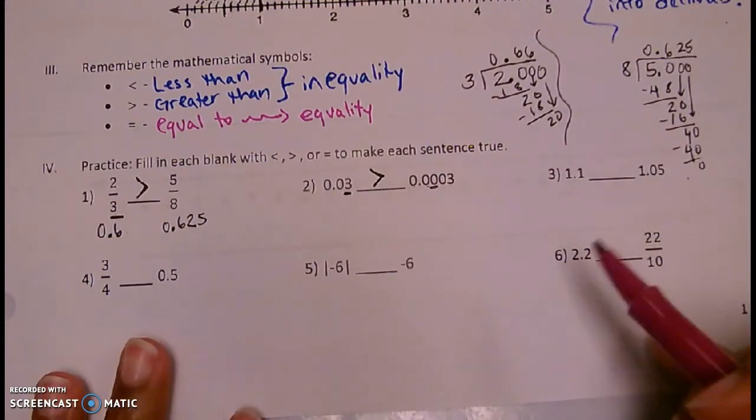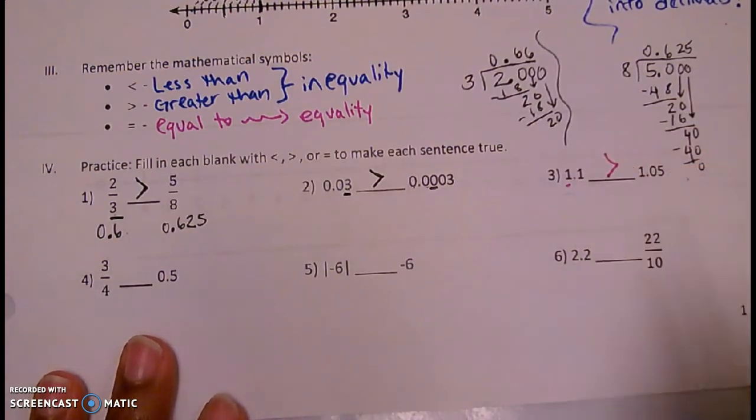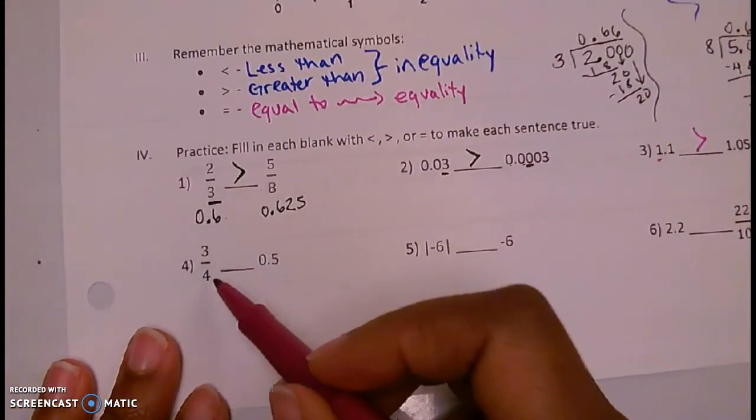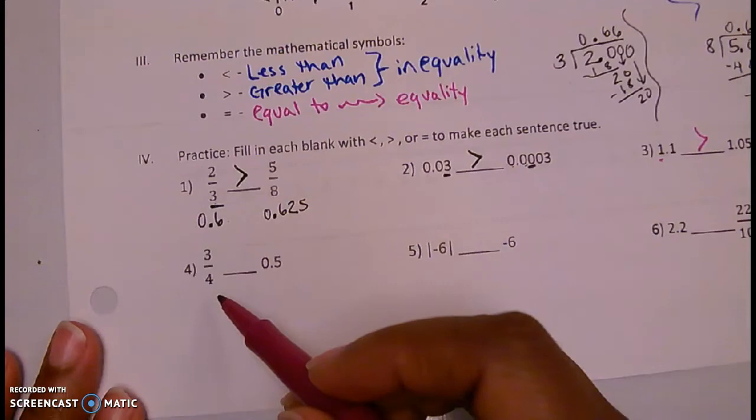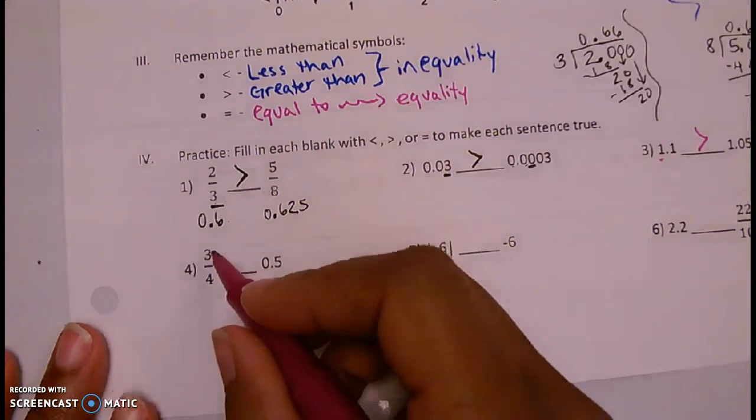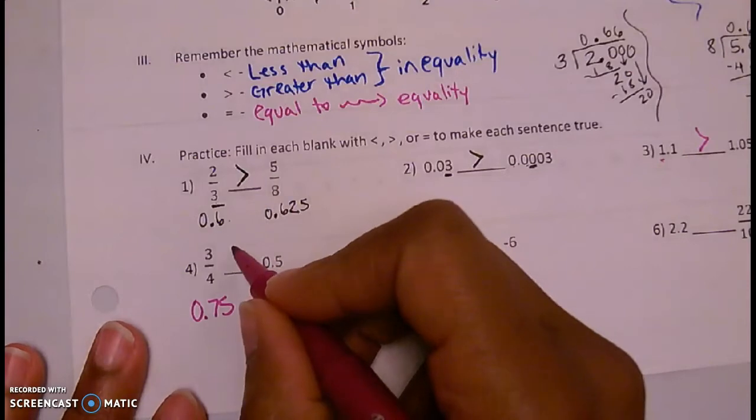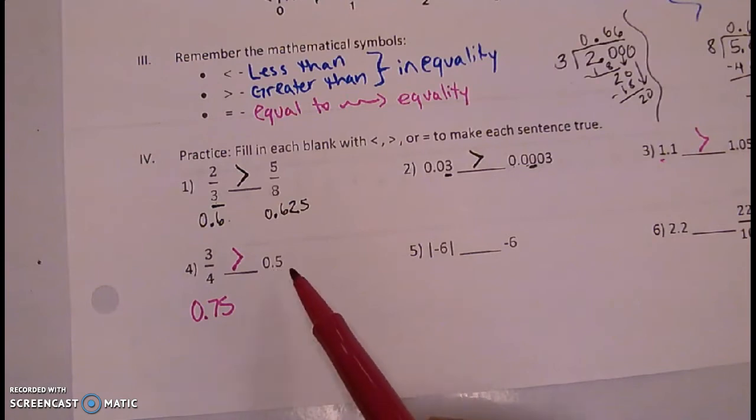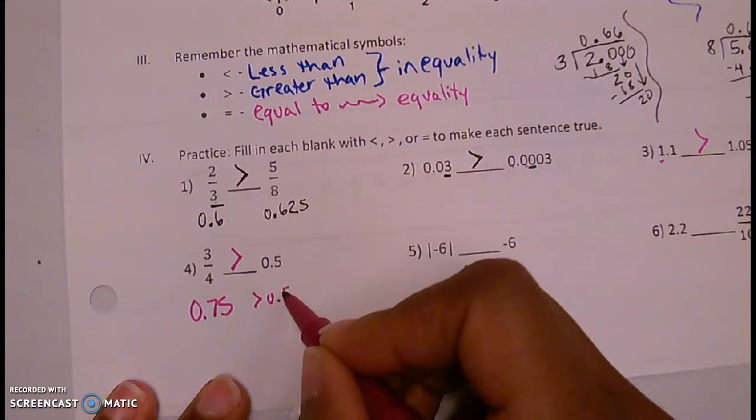Okay? In the case of 1.1 and 1.05, 1.1 is greater than 1.05. Okay? When we have 3 over 4 and 0.5, if I know decimals and I know that I'm dealing with fourths, then I can think about quarters. So 3 over 4 is the same thing as 0.75. Okay? And that means that 3 over 4 is greater than 0.5.